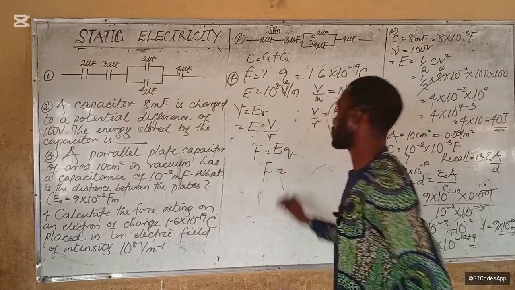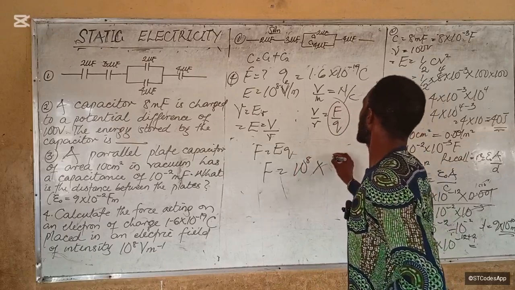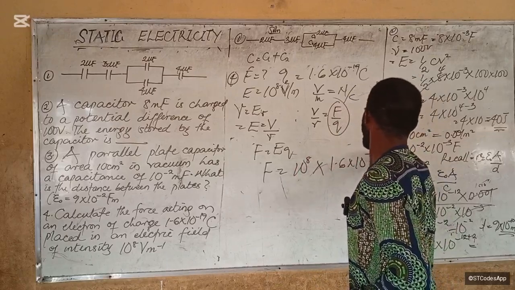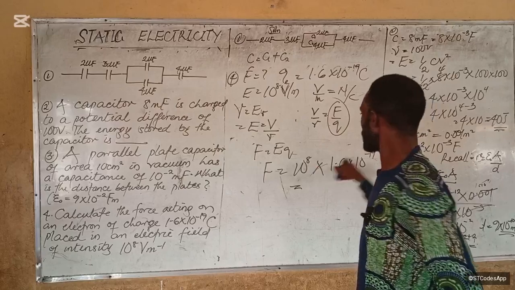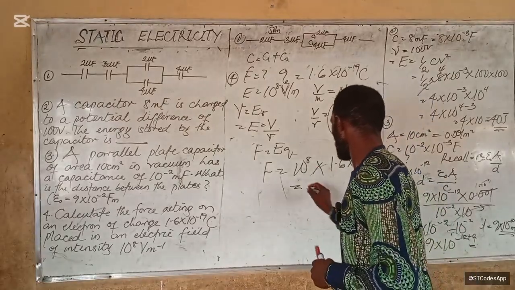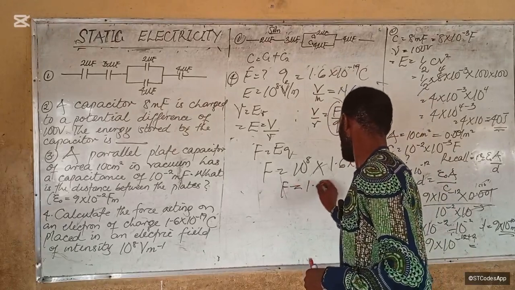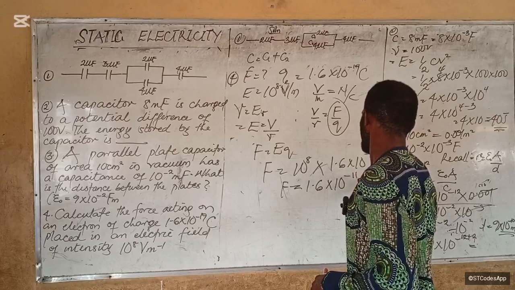So, very simple rather. So we have F equal to 10 raised to the power 8 times 1.6 times 10 raised to the power minus 19. So what we have is what? 8 minus 19 is what? Minus 11. So that we have F to be equal to 1.6 times 10 raised to the power minus 11 Newton.